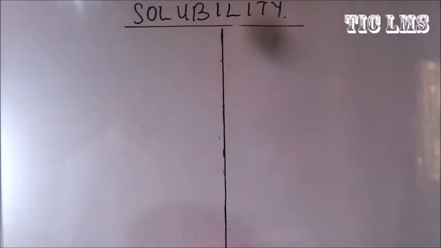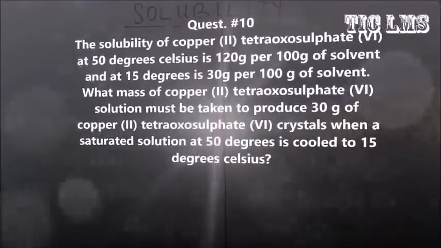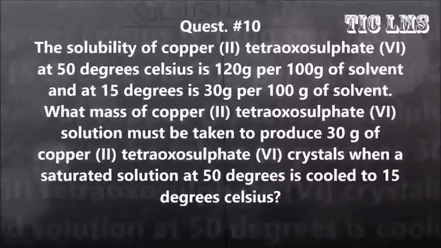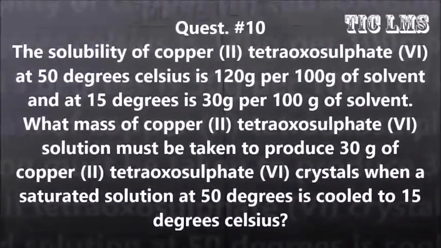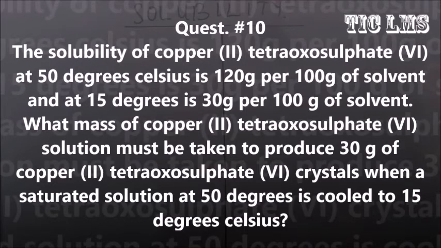Alright, so here's the next question. It says the solubility of copper 2 tetraoxosulfate 6 at 50 degrees Celsius is 120 gram per 100 gram of solvent, and at 15 degrees Celsius is 30 gram per 100 gram of solvent. What mass of copper 2 tetraoxosulfate 6 solution must be taken to produce 30 gram of copper 2 tetraoxosulfate 6 crystal when saturated solution at 50 degrees Celsius is cooled to 15 degrees Celsius?